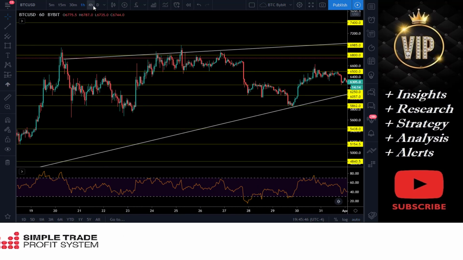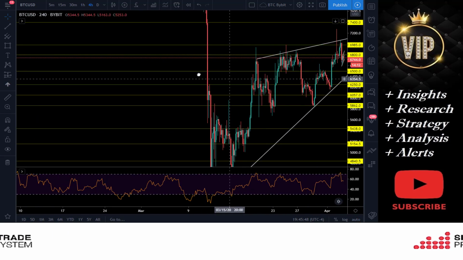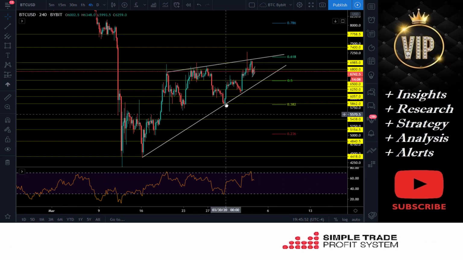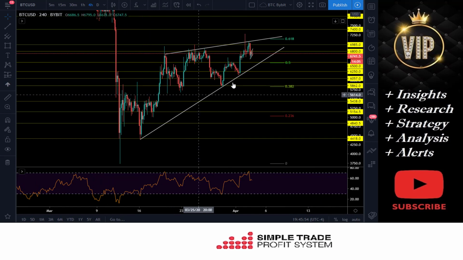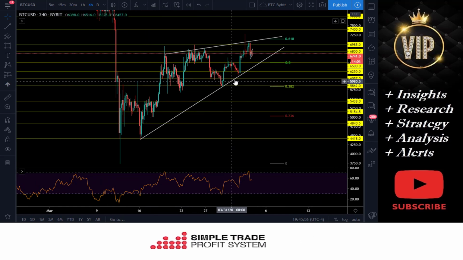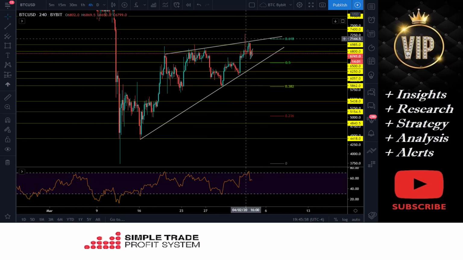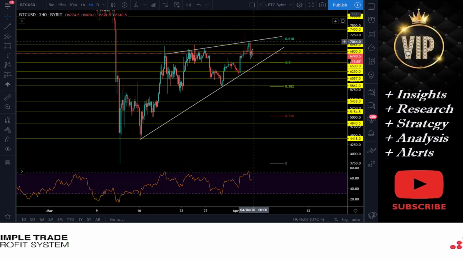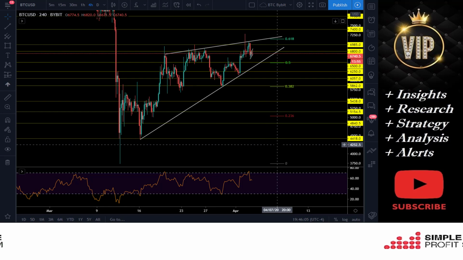It might look a little cluttered at first, but we'll talk about it. So let's go to the 4 hour. This is what I see. I see two different things happening right here. This is what they call a rising wedge. So you can see the lows are moving up, the highs are also moving up, but they're wedging. We're getting wedged in here. Rising wedges tend to break to the downside.